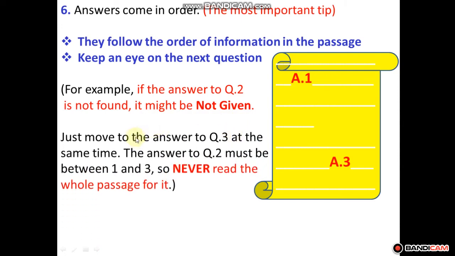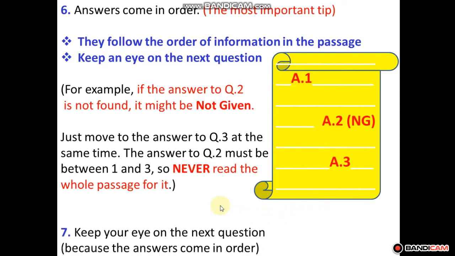So what you should do, do not stop at all. Just move to the answer to question 3 at the same time. Because the answer to question 2 must be between 1 and 3. As I said, they follow the same order. So never read the whole passage for it. That will be a blunder. This is a common mistake among students. So that will be here, not after question 3. That will be illogical.